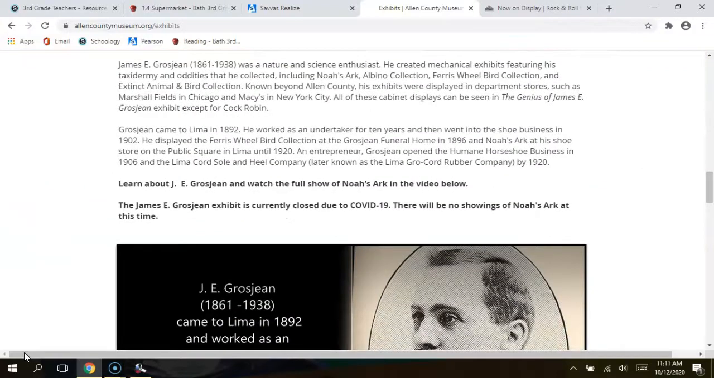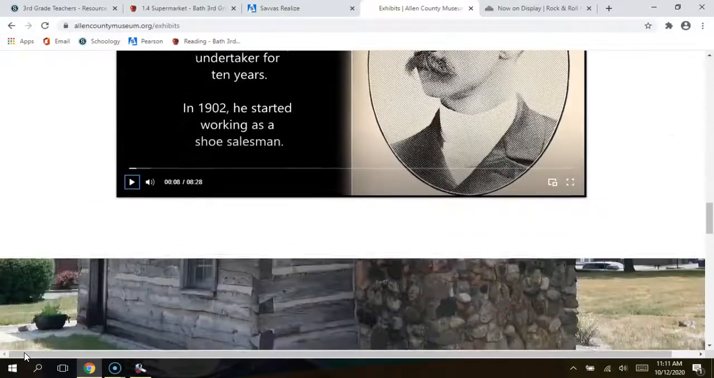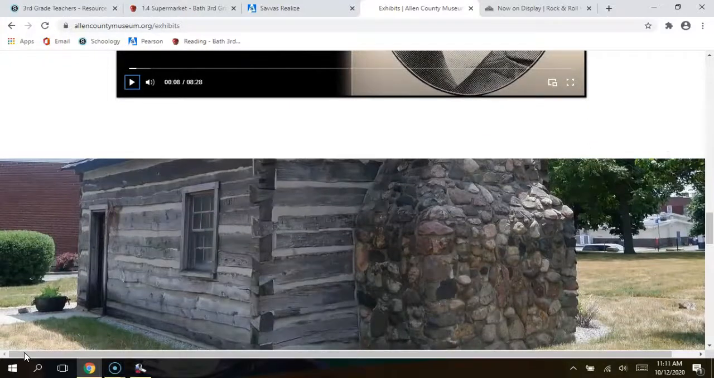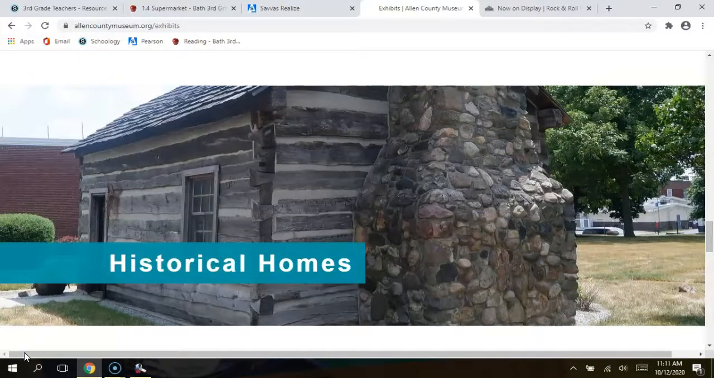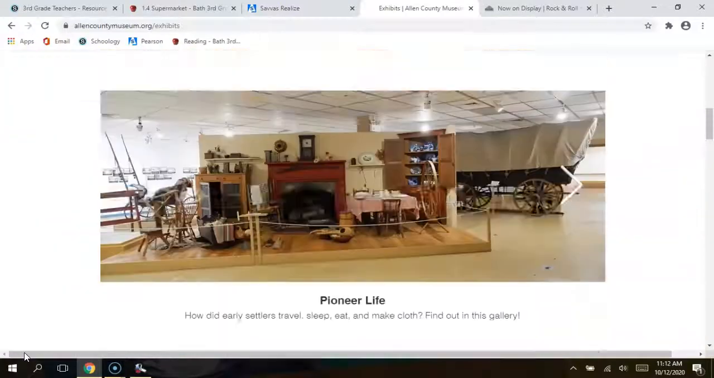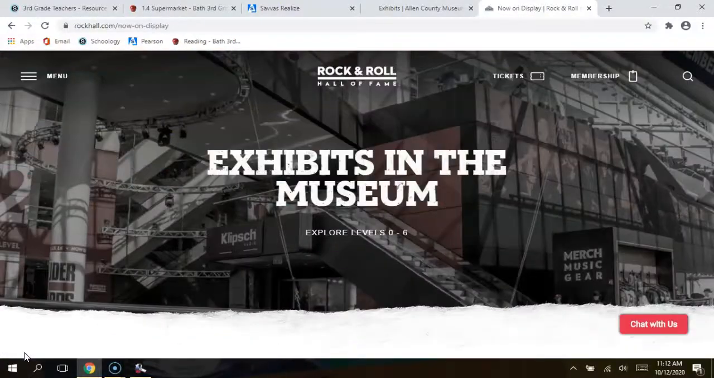If you wanted to learn more about the Allen County Museum before visiting, you can go to their website and look at all the different things that the Allen County Museum has. Another museum that's in Cleveland, Ohio, is called the Rock and Roll Hall of Fame. That's all about music and different rock and roll music icons. This is another place that you can go visit and learn more about history and specifically rock and roll.